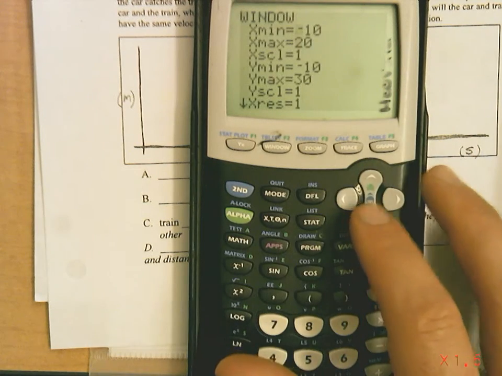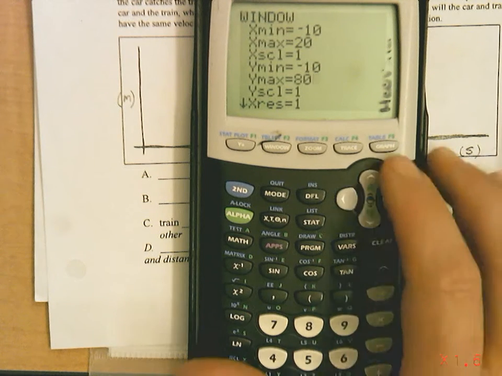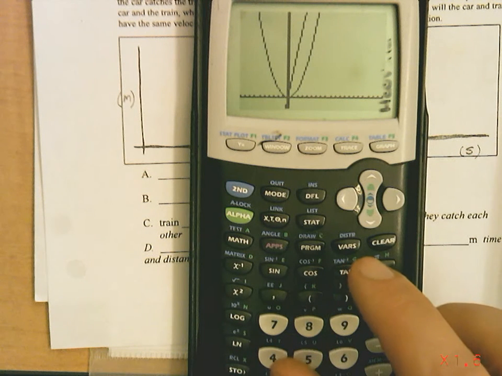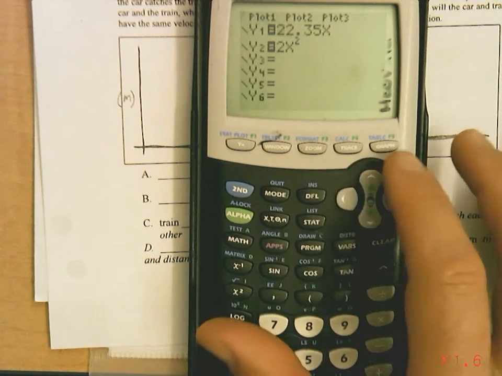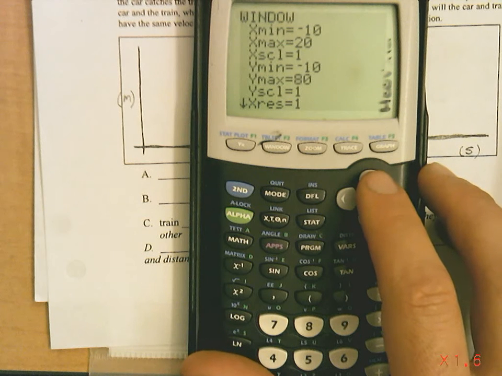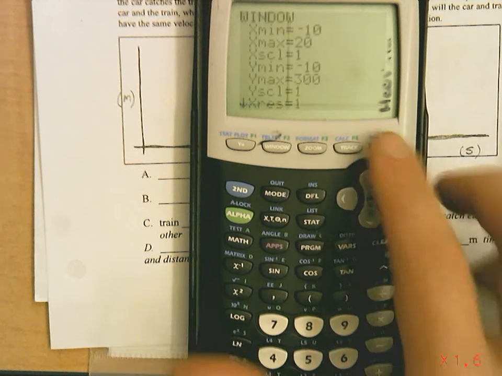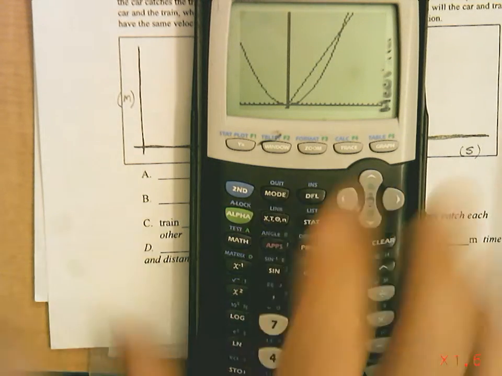My window's a little short in the y, so let's pump that up to 80 maybe. I should have known better. The distance is 249, so it's going to take a while to get there. So let's go back to our window again. They intersect at 249 at a time of 11, so let's bump this up to 300. Now we should be able to kind of see what we're after. There we go. So this is my position graph.